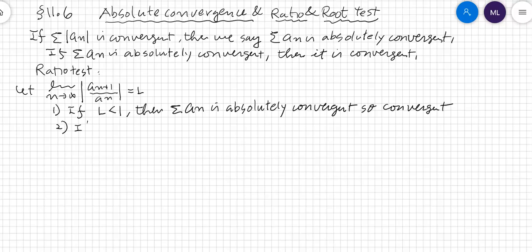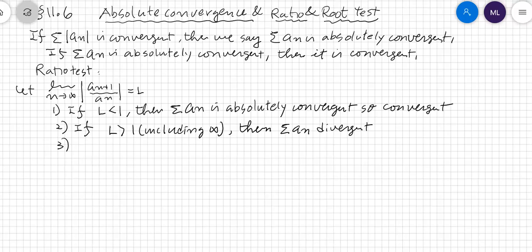If L is bigger than 1, including infinite, then the series is divergent. Number 3, if L is equal to 1, no conclusion. No conclusion means you got to use different tests. Okay, that is called what? Like the name says, ratio test.